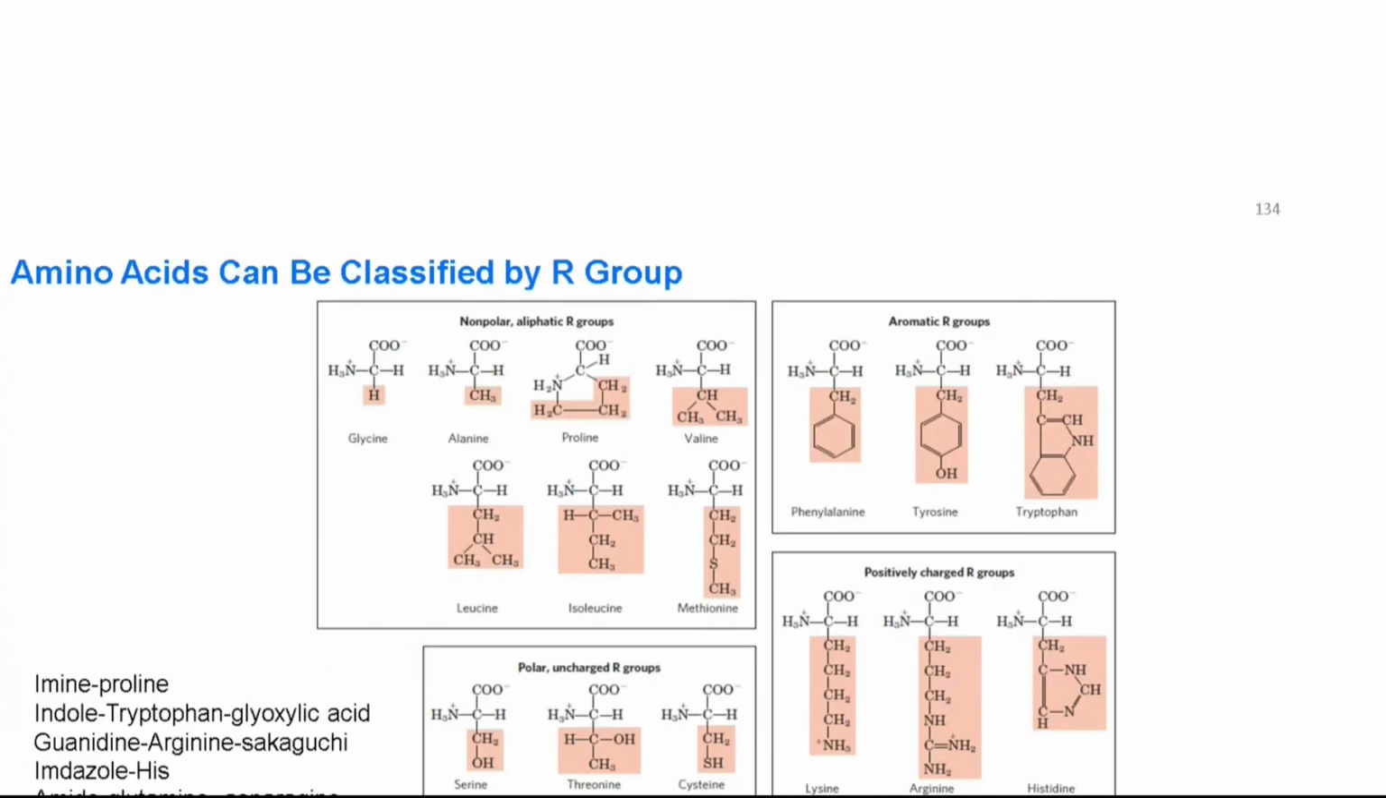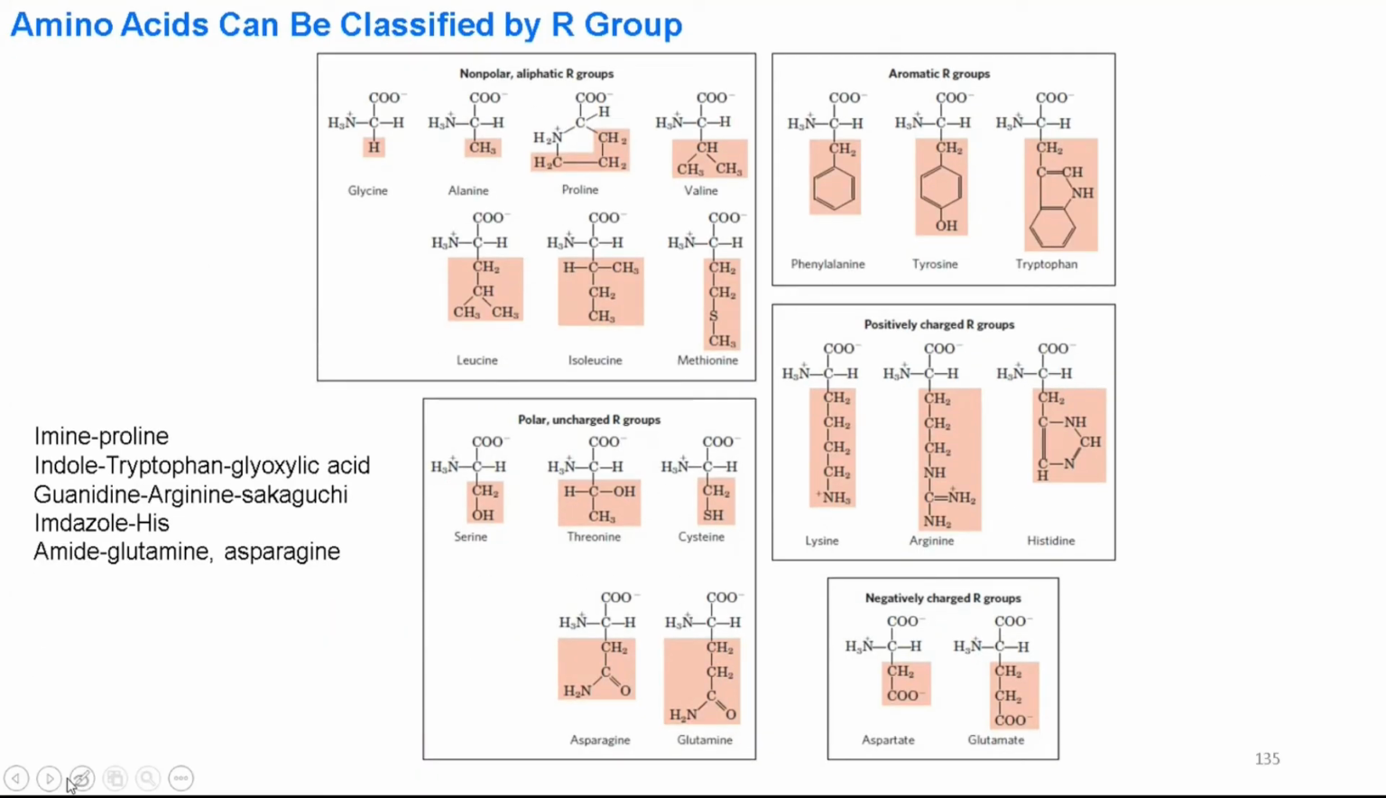Okay, so before we study proteins, we already know that proteins are made from amino acids, and there are 20 amino acids.